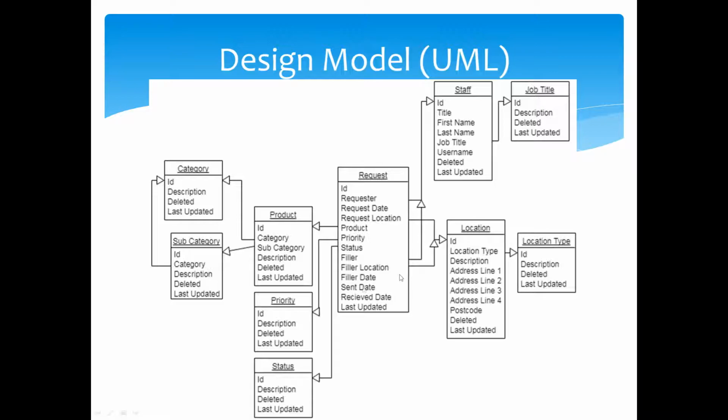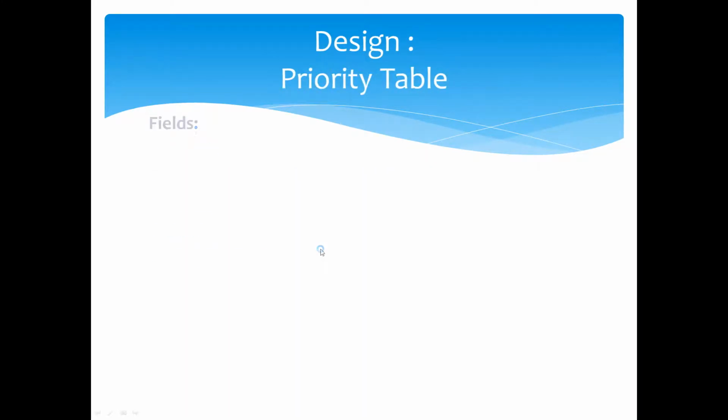And you've also got your request location, and also your filler location linked to a location that links to a location type. Cool. And you've got all of this stuff, so you get this kind of idea of it. And we got all of that from what was a very, very simple list of requirements.